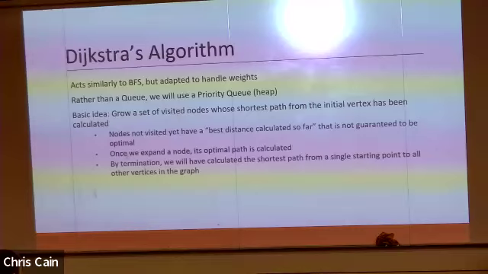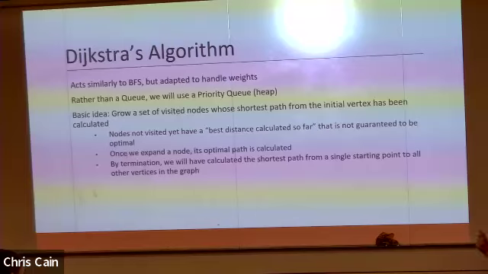By the time the algorithm finishes, we know the shortest path from a single starting point to every other vertex in the graph. So this isn't a one-to-one, we actually get a one-to-many for the same cost. So maybe we set A as our source node. By the time Dijkstra's terminates, we will have the shortest path from A to every other node in the graph.